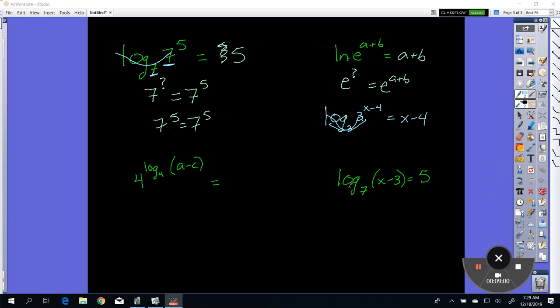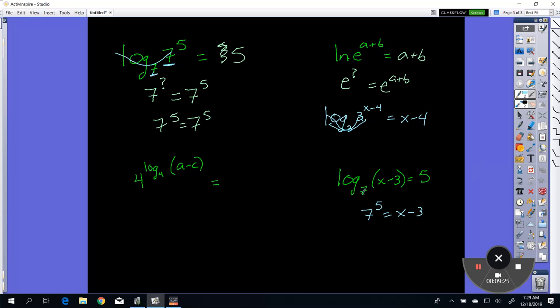No. Okay, so on this bottom one, log 7 of x minus 3 equals 5. Whoops, this was supposed to look like that. Anyways, 7 is the base, right? And then that goes 5 equals x minus 3, correct?